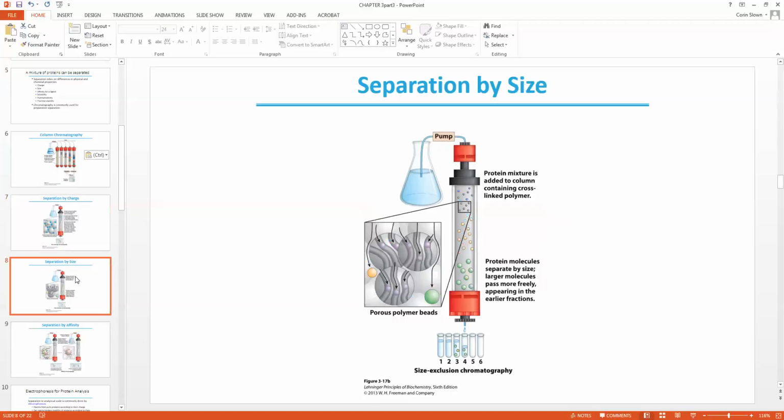If we're separating by size, it's a very similar principle, except now we have these cross-linked polymers that allow our molecules to move through. So larger molecules pass more freely, appearing in the earlier fractions, whereas the smaller molecules move more slowly, and it is these porous polymer beads that determine that size exclusion separation.